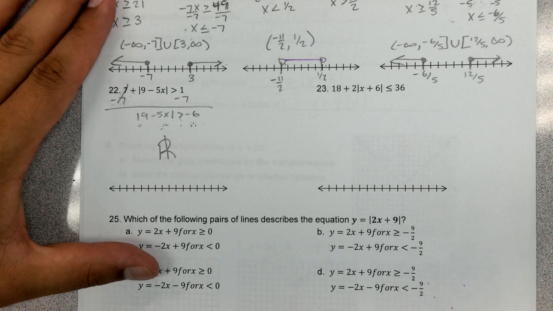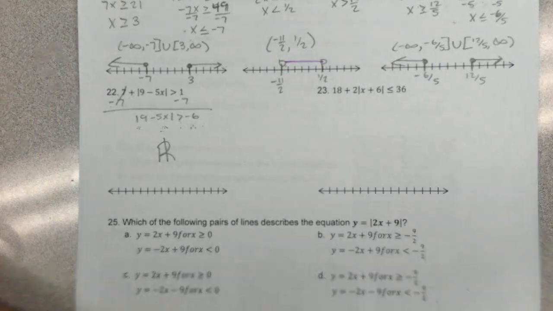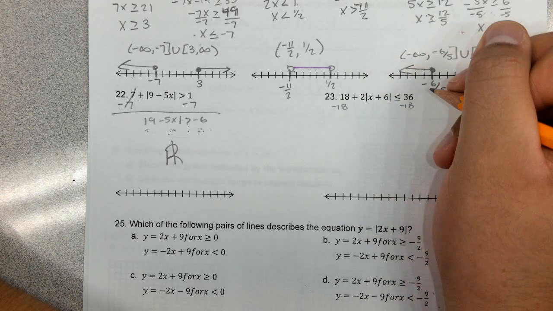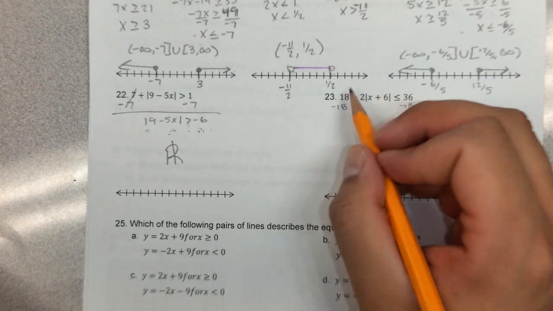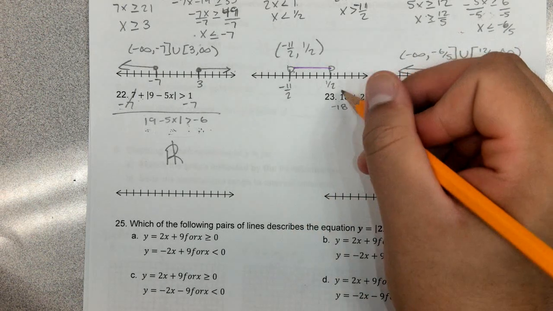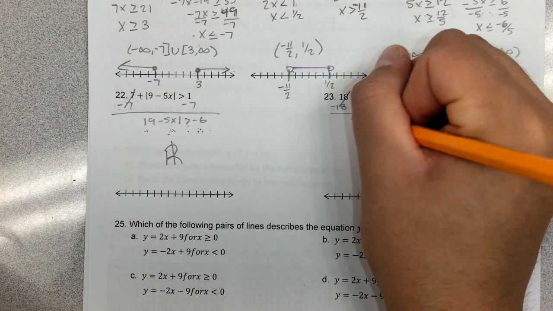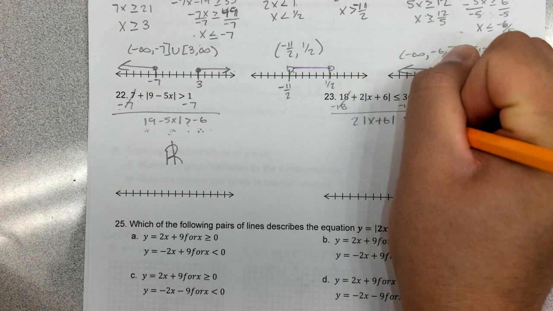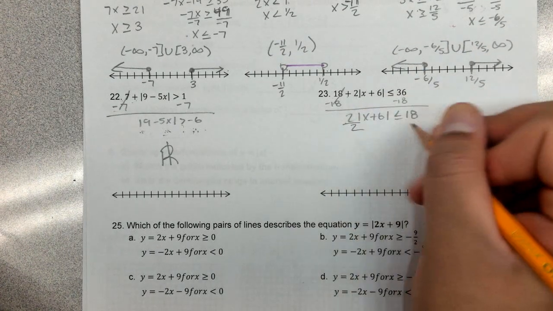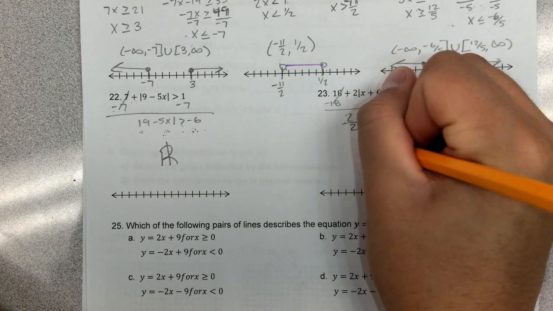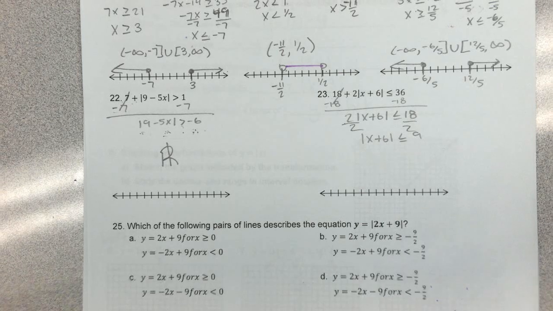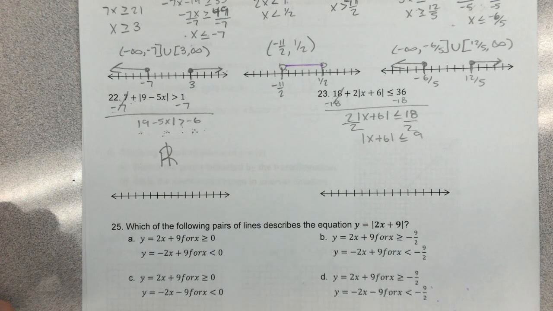Alright, so next one, 23. Again, we have to isolate, so subtract the 18. Again, there's a difference. This is 18 plus, and this is 2 times. So you subtract the 18 first. Now divide the 2. So we have the absolute value of x plus 6 is less than or equal to 9.